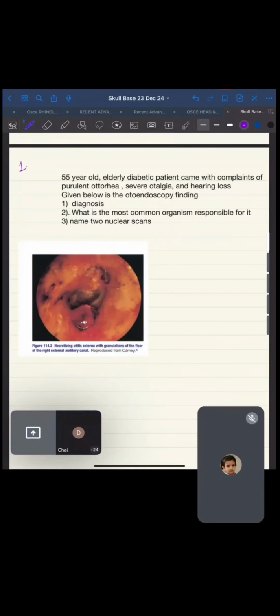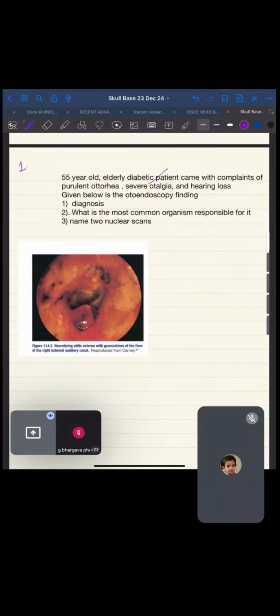Now coming to this question: a 55-year-old elderly diabetic came with complaints of purulent otorrhea. The words are important, just see what they are saying. He comes with purulent otorrhea, severe otalgia, hearing loss. Given below are the otoendoscopic findings, images from Scott Brown. Now they are asking what is the diagnosis, what is the most common organism responsible, and name 2 nuclear scans which you will be doing for this.